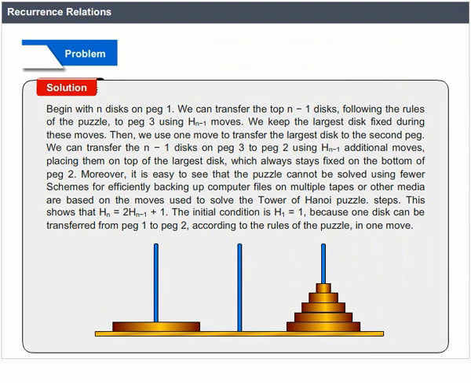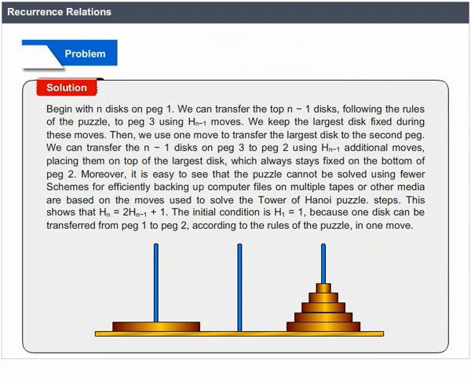Moreover, it is easy to see that the puzzle cannot be solved using fewer steps. This shows that H(n) equals 2H(n-1) plus 1. The initial condition is H(1) equals 1 because one disc can be transferred from peg 1 to peg 2 according to the rules of the puzzle in one move.